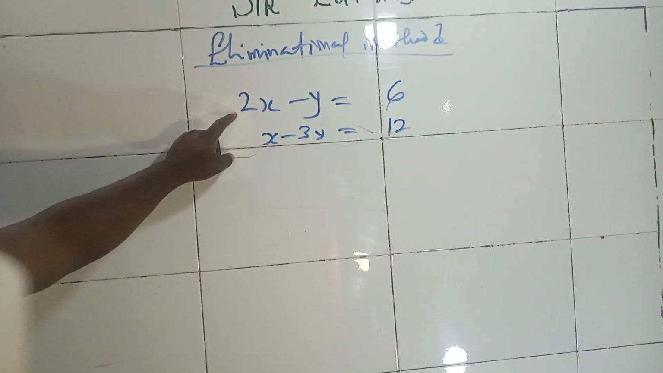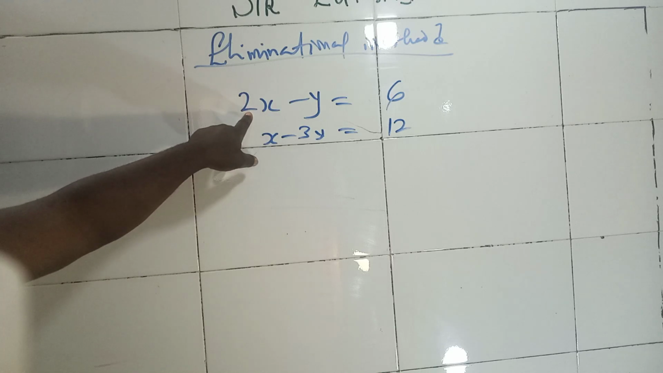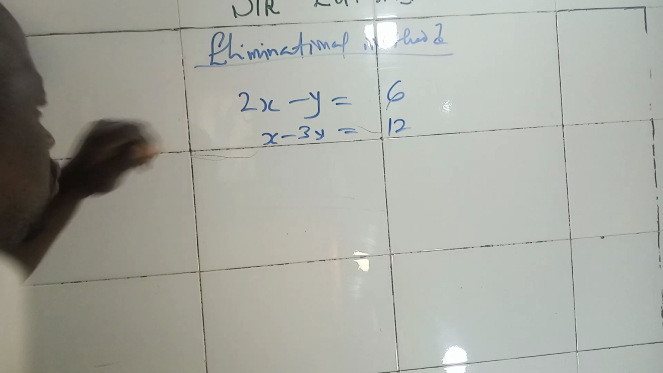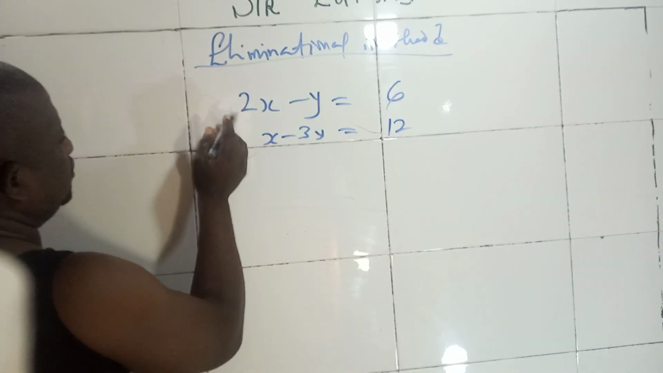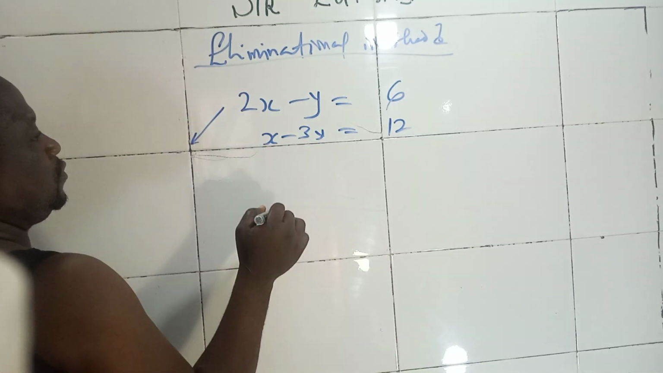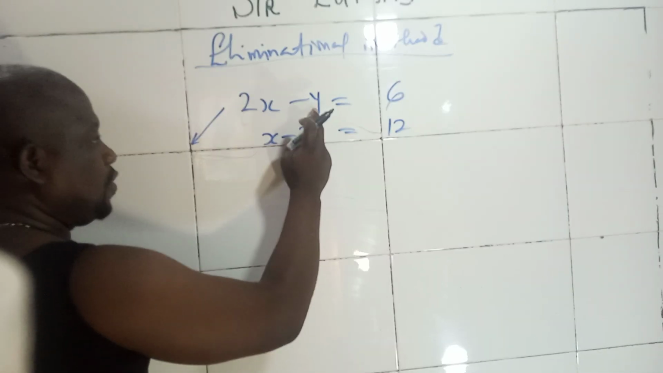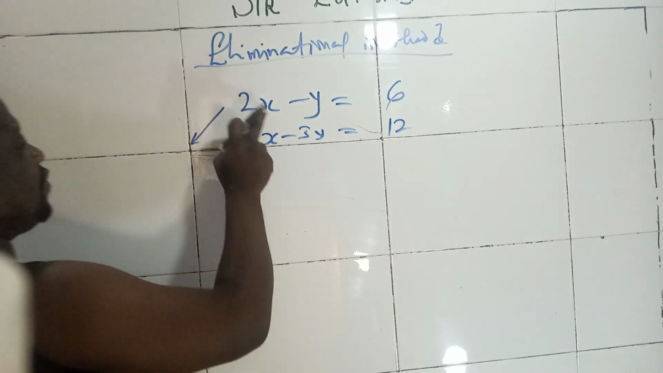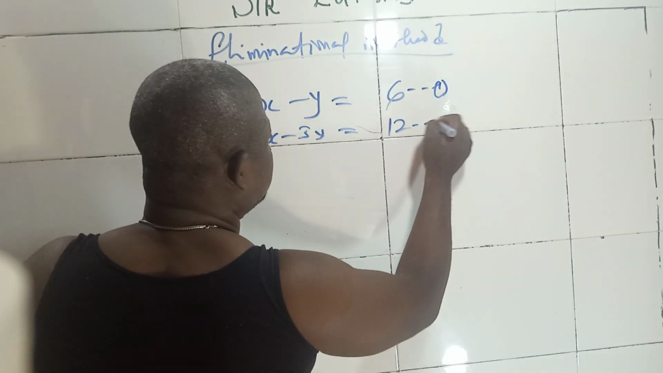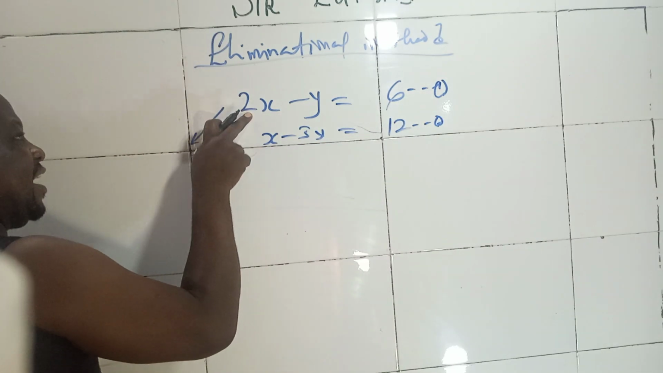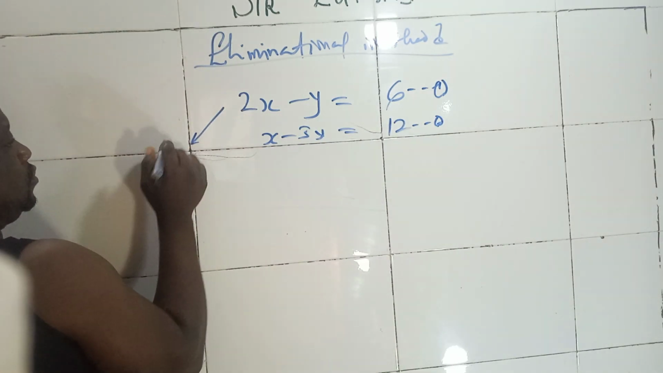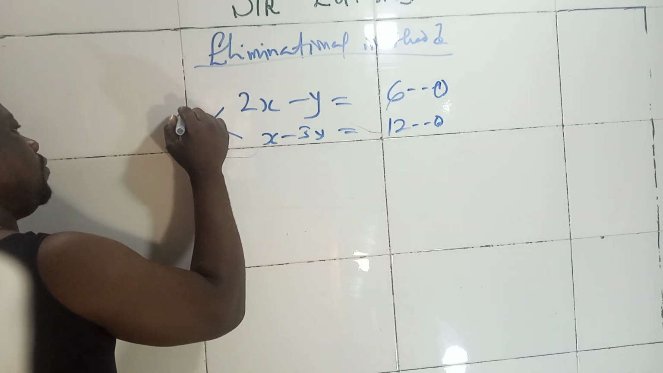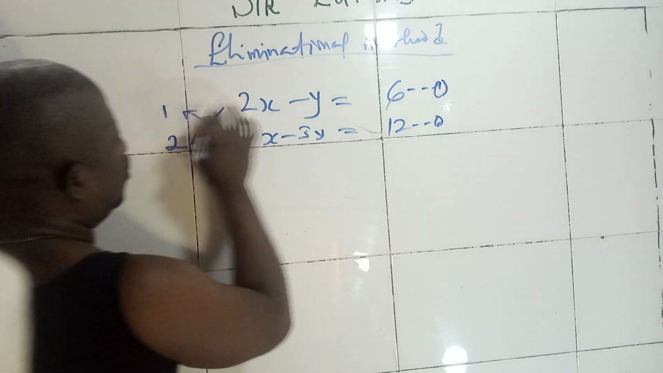If you look at this now, the coefficient of this one is 2. The coefficient of this one is 1. If you want to cross multiply, like I told you, in the elimination method, the coefficient of x will come down. It's either you use the coefficient of x or the coefficient of y. So here we are using the coefficient of x. What's the coefficient of x in equation 1? This is equation 1, equation 2. In equation 1, the coefficient of x is 2. So it will come down. The coefficient of x in equation 2 will go up, which is 1. So you now use it to multiply through.